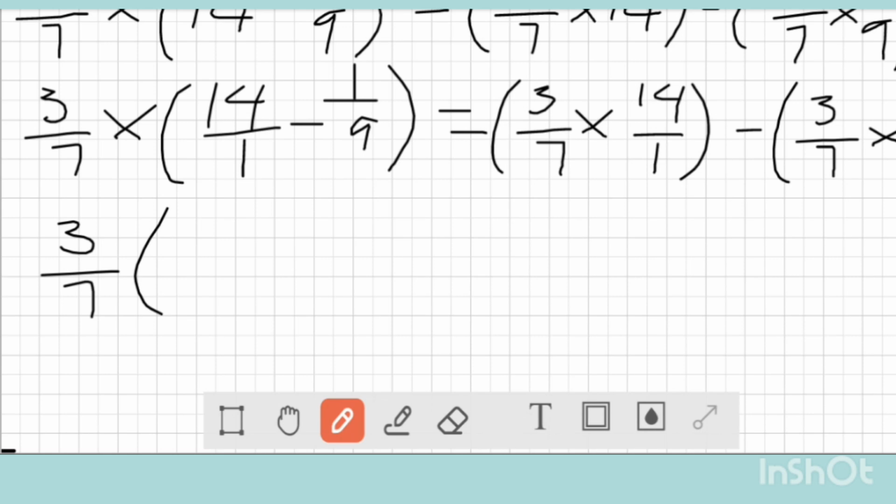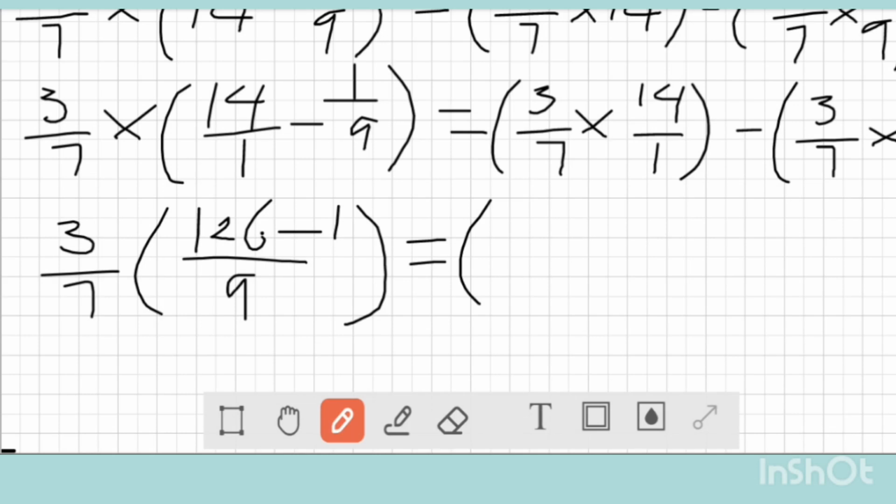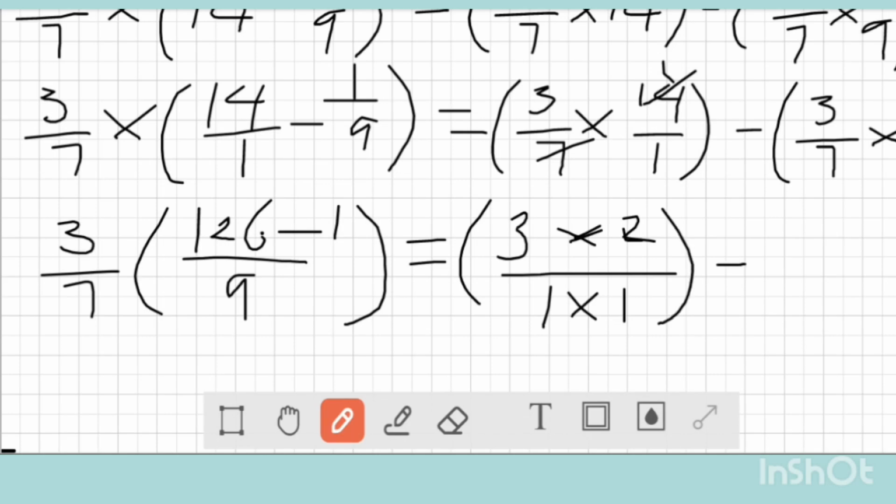the denominator here is just 9, then multiply 9 by 14 is 126 minus 1, that's 1 multiplied by 1, close the parentheses again. So here I'll have this to deal with, which is I'm using 7 to divide 14 here, so it means here I'm left with just 3 times 2, 3 times 2 here, all over 1 times 1, closing the parentheses.